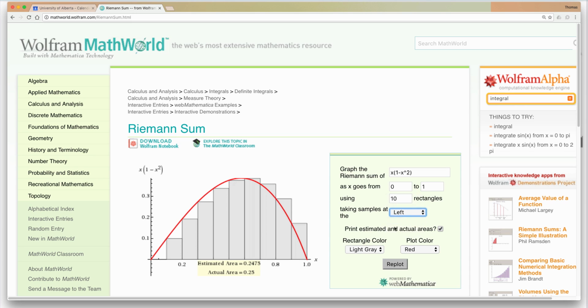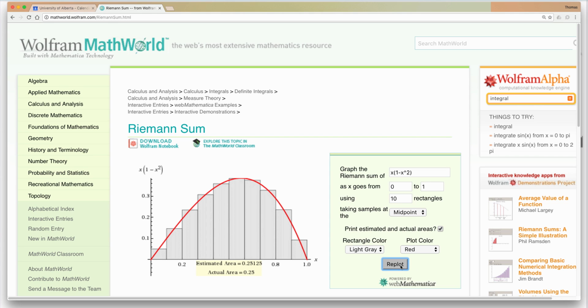And using the right point rule, replot. Yeah, then we touch the curve on the right point of these intervals. Sometimes we are a bit above, sometimes we are a bit below. And we get an area of 0.2475. Oh, the same number as for the left point rule. Let's go back to the midpoint rule, because this is often the best approximation.